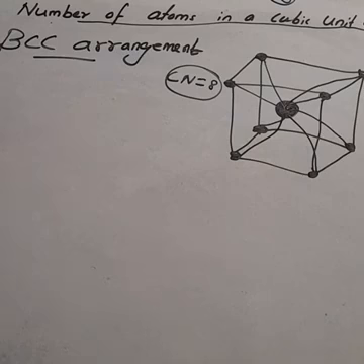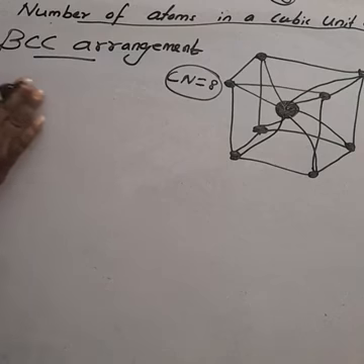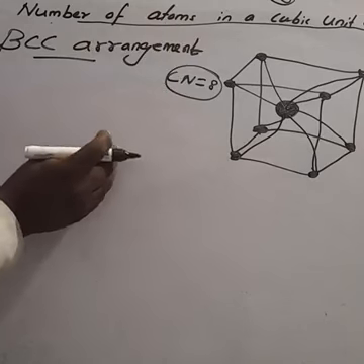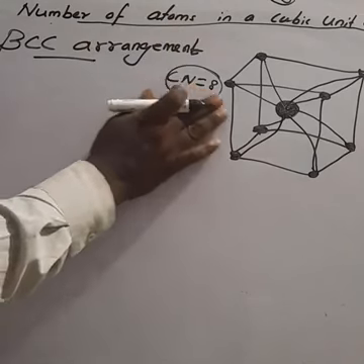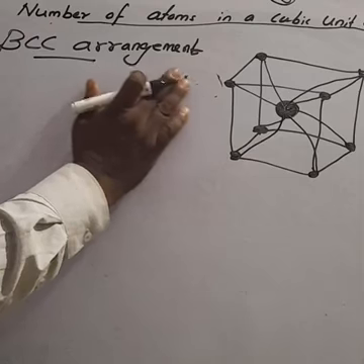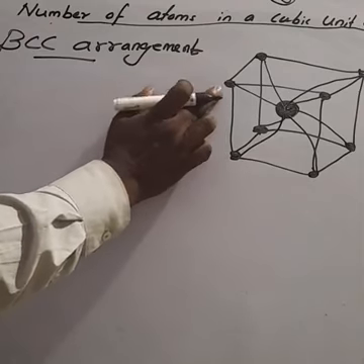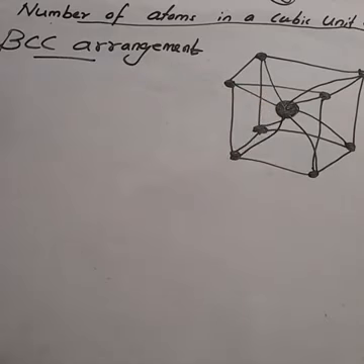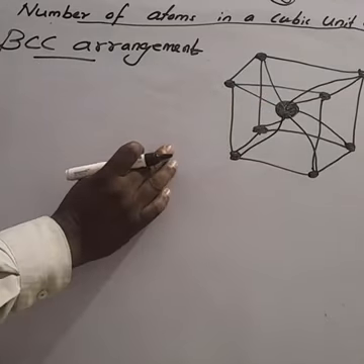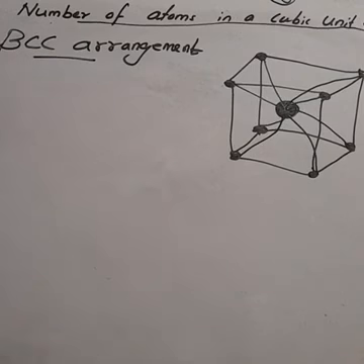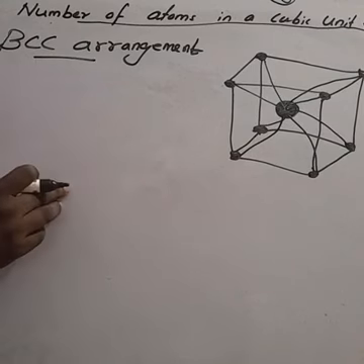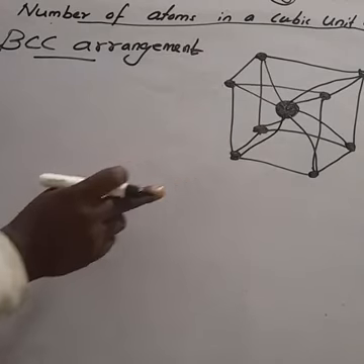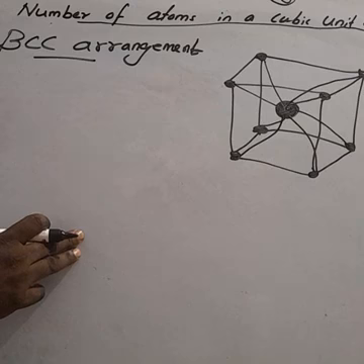Now, in the body-centered cubic unit cell, each corner is occupied by identical particles, that means 8, and in addition, one atom is present at the center. Can you understand? The atoms at the corners do not touch each other. They cannot touch each other. Am I right? Clear?